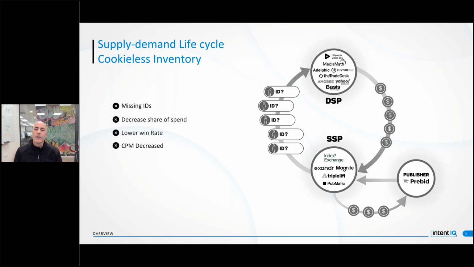So what we are measuring right now when a partner is joining or evaluating the service is very clear evidence of cause and result. So missing IDs lead to a decrease in the share of spend. It leads to a lower win rate and obviously a CPM decrease.